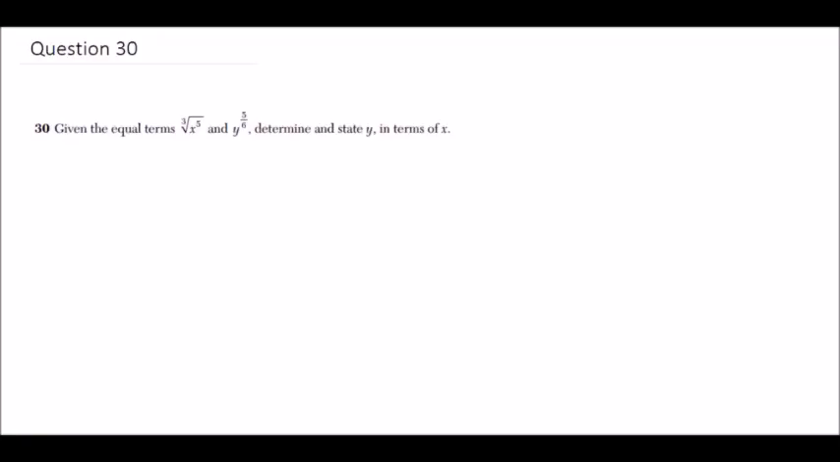This is question number 30 on the January 2017 Algebra 2 Common Core Regents. And this is a straightforward algebra question, kind of a literal equation. And we are told, given the equal terms, the cube root of x to the fifth and y to the 5/6, determine and state y in terms of x. What this means is get y equals some function of x.